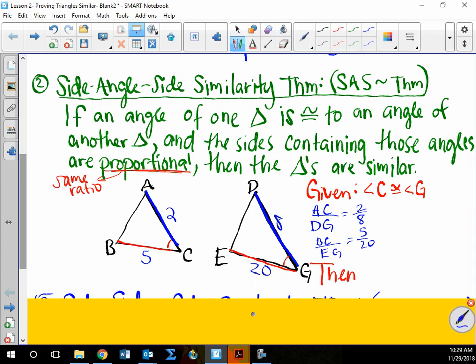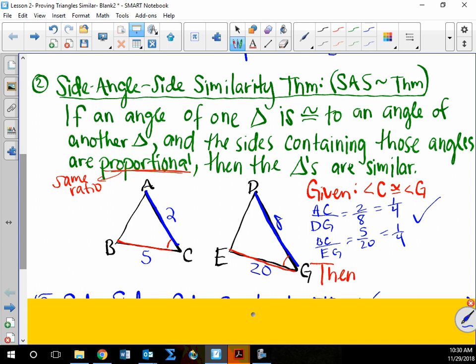What does 2 over 8 reduce down to? 1/4. Woohoo! And what does 5 over 20 reduce down to? 1/4. Yay! They are the same! Okay, so my sides are proportional. They have the same ratio. And the angles in between are congruent.